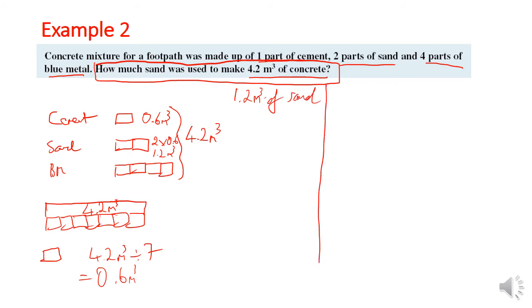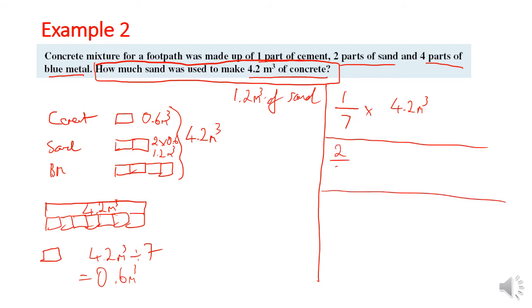Now, doing this the other method, which is tied in with the bar model method that we did here, our total number of parts is 7. For the cement, it's 1 out of 7 times 4.2 cubic meters. But we're not wanting to find out the cement, we just want to find out the sand. So for the sand, it was 2 parts out of a total of 7 parts. So we're finding 2/7 of 4.2 cubic meters. So again, 2 times 4.2, then divide by 7, and that would give us our answer of 1.2 cubic meters.